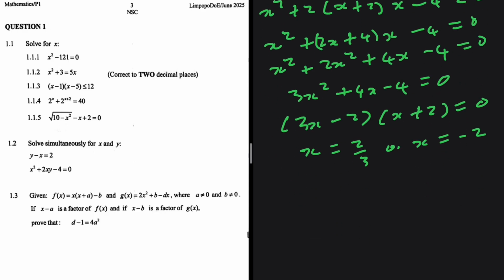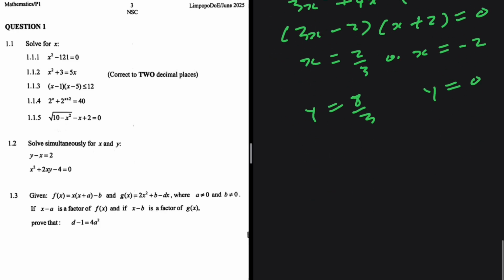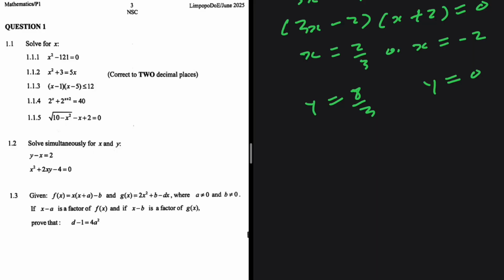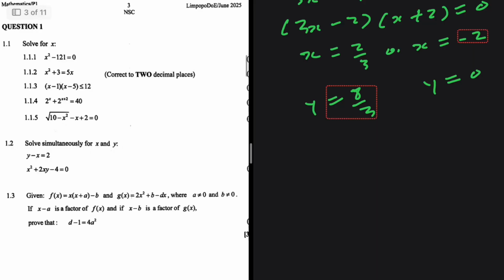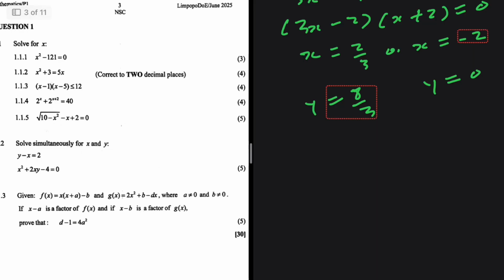And then when we substitute in place of the corresponding y values, here we are going to have 8 over 3. And then on the other side, we get y is equal to 0. All right, that is 1.2. Let's do 1.3 in a separate video. There we go.